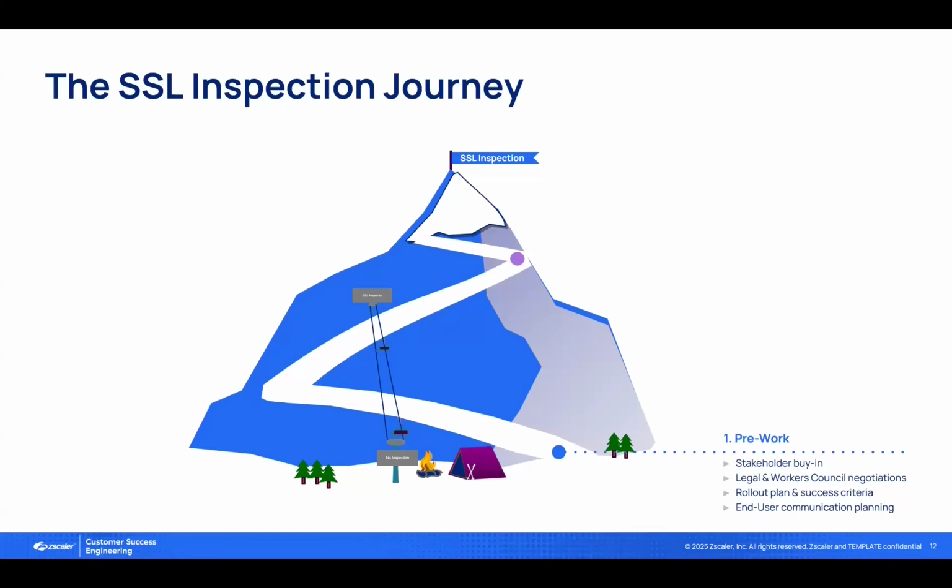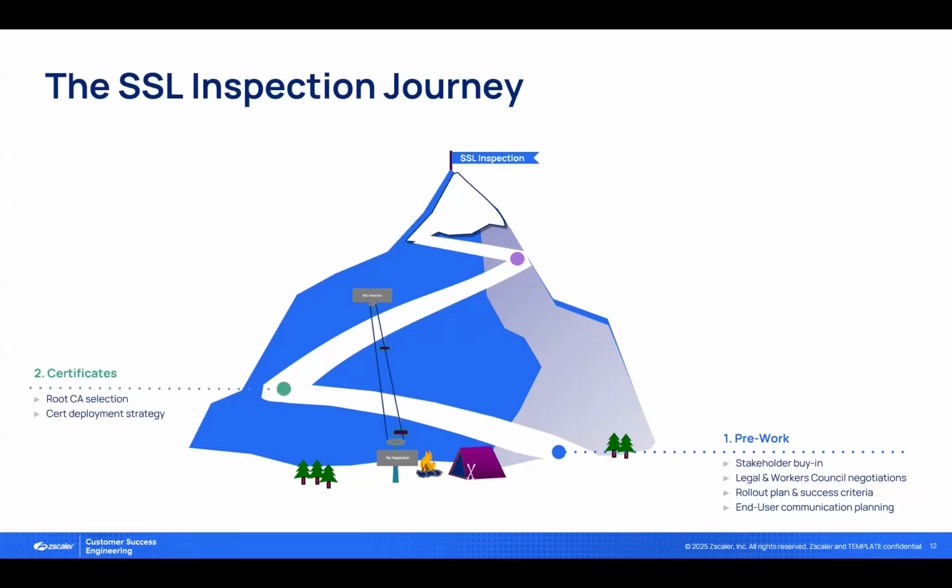This includes getting buy-in from stakeholders, including legal and HR leaders. Additionally, you may need to work with workers' council type organizations in some of the countries you're based in. You should build a rollout plan and success criteria so that you know when and how you're deploying and what counts as a successful deployment. And you should also build a plan for end user communication, including an acceptable use policy.